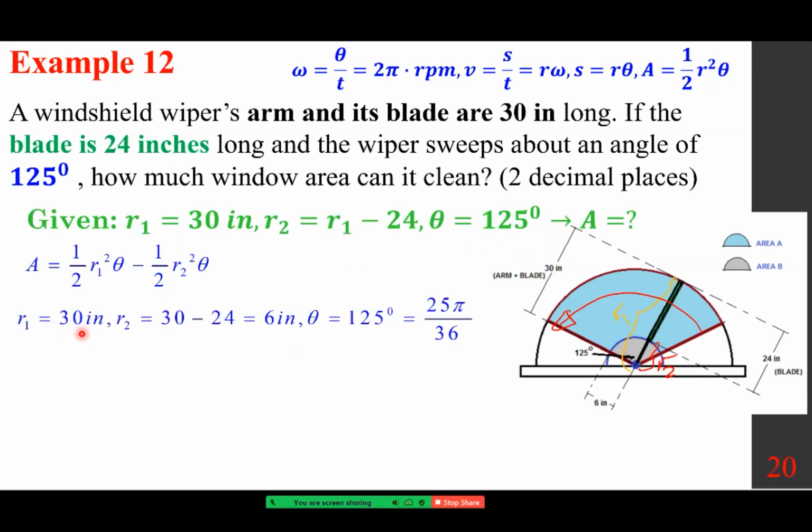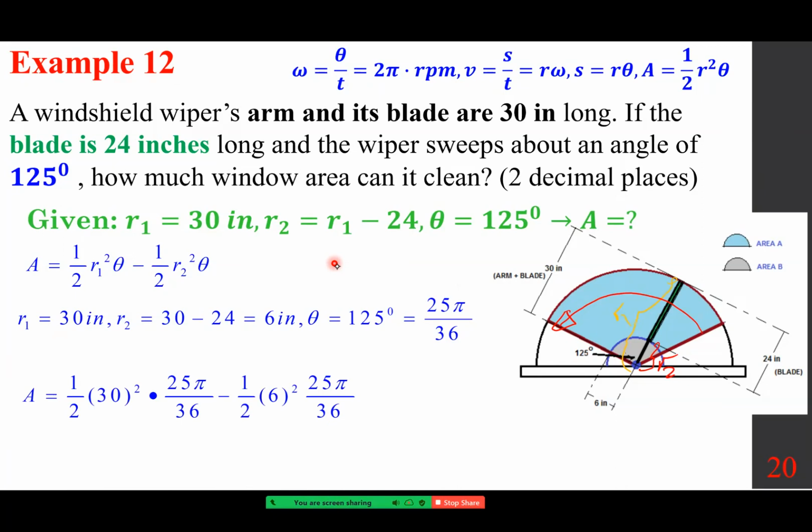So here's R1. Here's R2, 6 inches. Here's theta, 125 degrees, converted to radians. So now plug in. Everything is just simple math now. Plug in, everybody. So let's plug in. Replace the R1 with 30, theta with 25 over 36, R2 with 6, and just use a calculator for that.